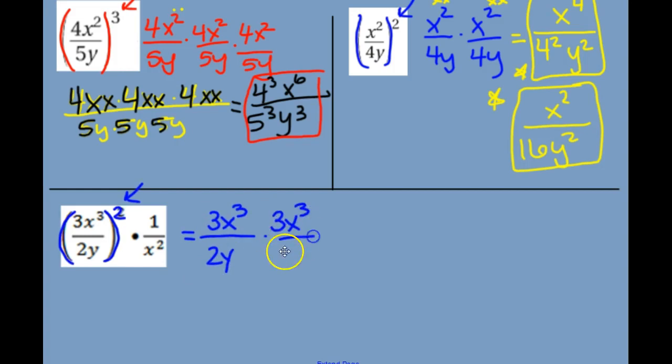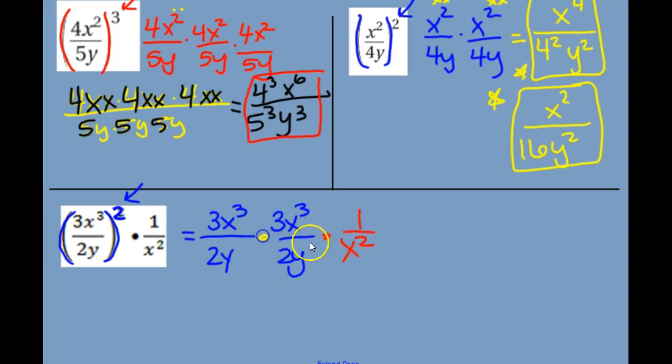3x to the third over 2y. Oh, I only needed it 2 times. Silly me. The exponent was a 2, so Rachel, you only need 2 times. And then we have this 1 time, 1 over x squared.